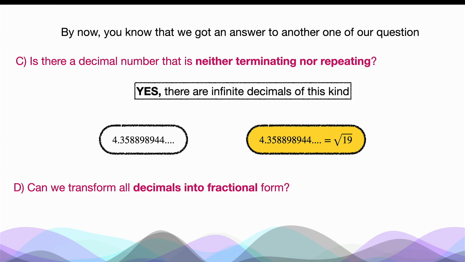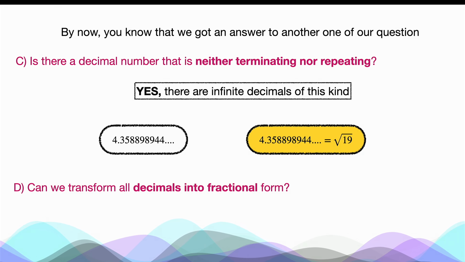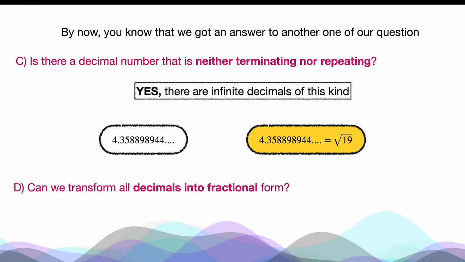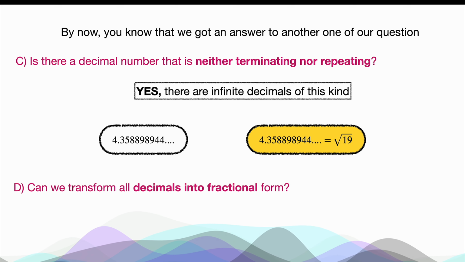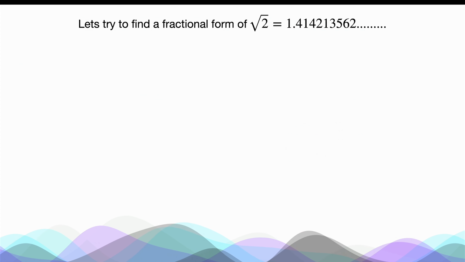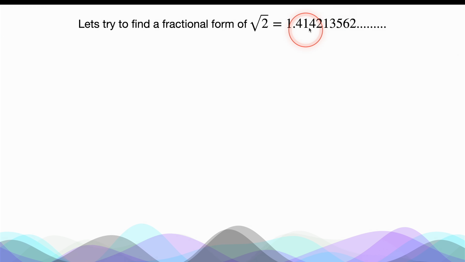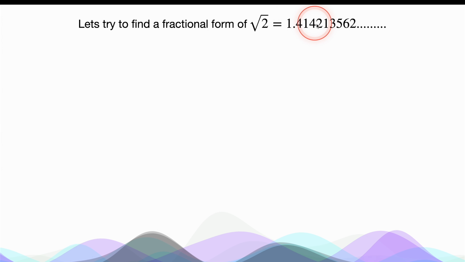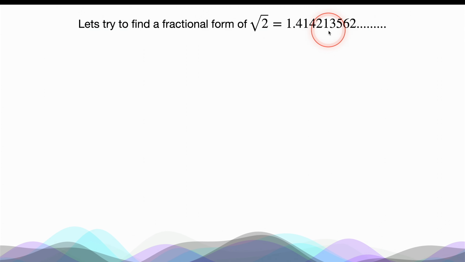And now we move to the last question, that is, can we transform all decimals into the fractional form? So this is the reverse scenario. For most of the time in this lecture we were converting fractional form into decimal form. Now we are asking whether we can transform all the decimals into the fractional form. Okay, so for this we take the value of root 2. We know the value is something like 1.42, sorry, 1.41 something, and now we take this decimal number and see whether we can convert it into a fractional form.